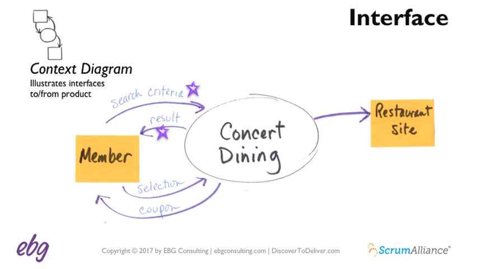We can see that the concert goer or the member is entering search criteria that you see coming into the concert dining bubble, and they're going to get results. Now, in practice, we're going to drill down into the options for each of those interfaces.